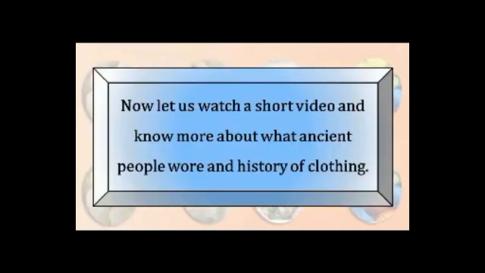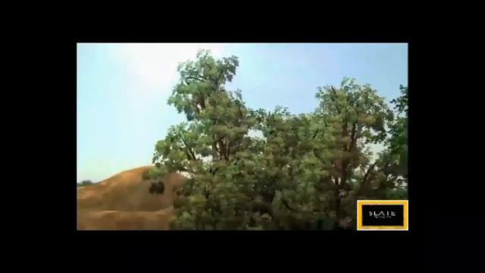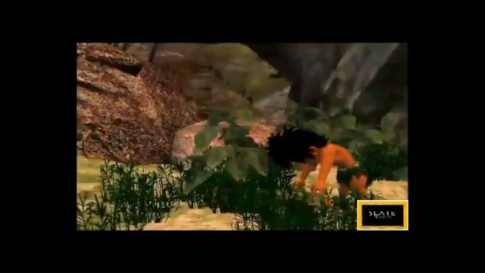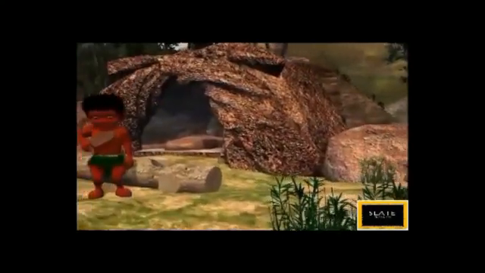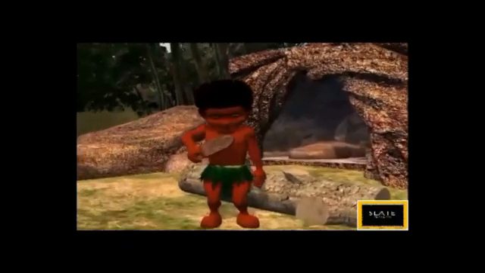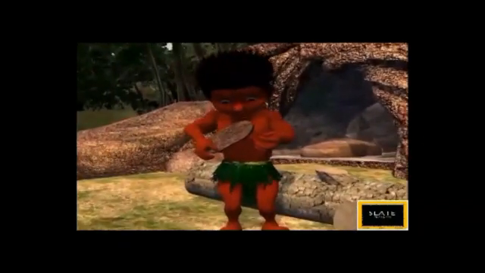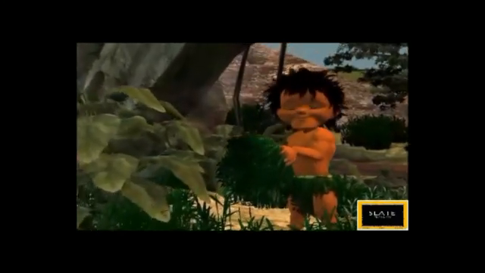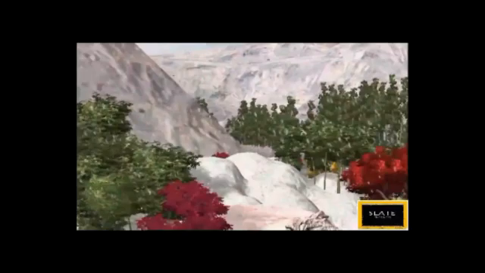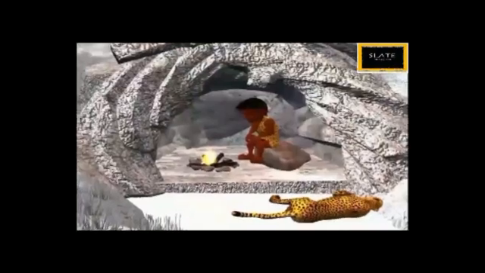Now let us watch a short video and know more about what ancient people wore and history of clothing. Well, they used barks of trees, big leaves, and even grass to cover their body when the climate was hot. In winter, they covered themselves with the animal skins to stay warm when it was cold. They even used animal fur.